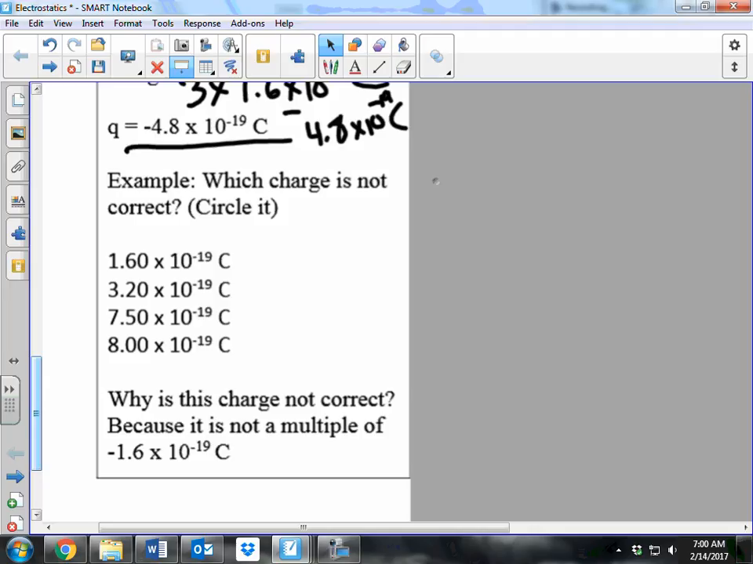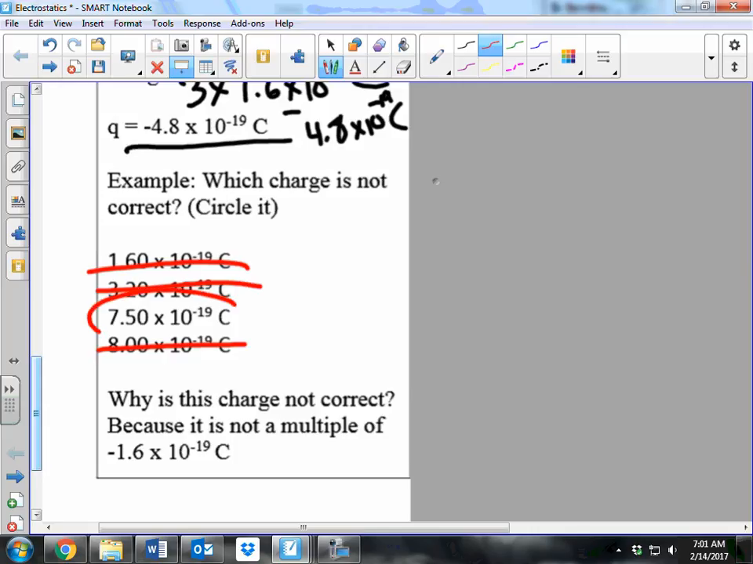So the first one is obviously an elementary charge. So that's out. 3.2 times 10 to the negative 19 is just twice 1.6. So that's out. Let's see, does 8 work? If I multiply 1.6 by 5, 5 times 1.6 is 8. So the answer is this guy, and it's because it's not a multiple of negative 1.6 times 10 to the negative 19 coulombs, or positive 1.6. I actually didn't say if the charge was an electron or a proton.